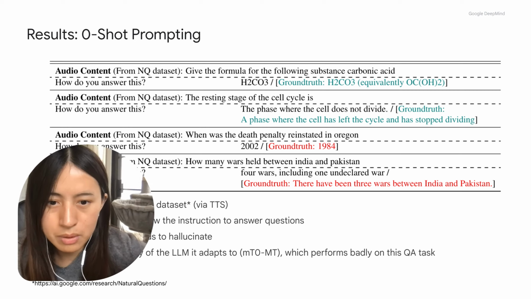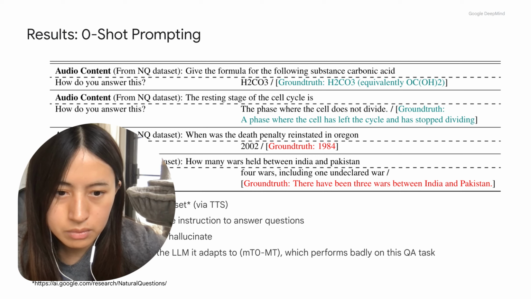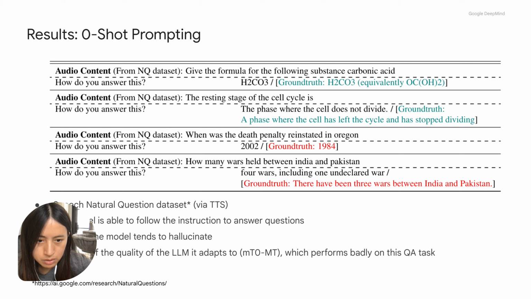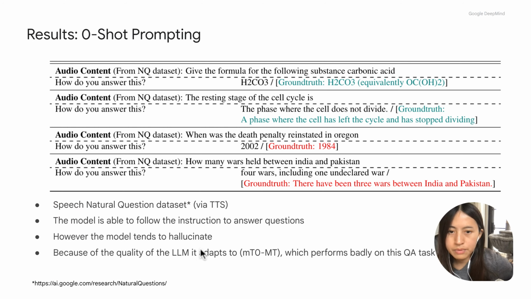So for example, let me move this here. So you can see that the year that the death penalty was reinstated in Oregon is answered wrong. In this case, how many wars were held between India and Pakistan was also answered wrong. This is mostly because the model tends to hallucinate.